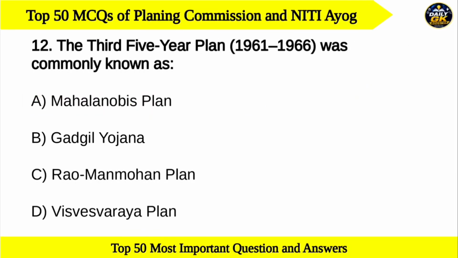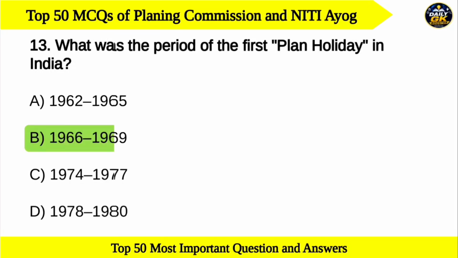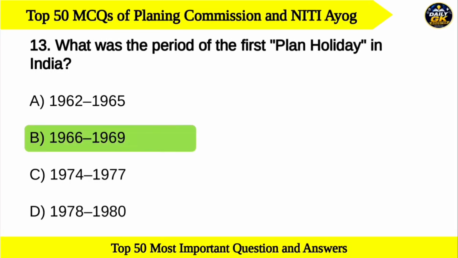The third 5-year plan was commonly known as? Answer option B, Gadgil Yojana. What was the period of the first plan holiday in India? Answer option B, 1966 to 1969.